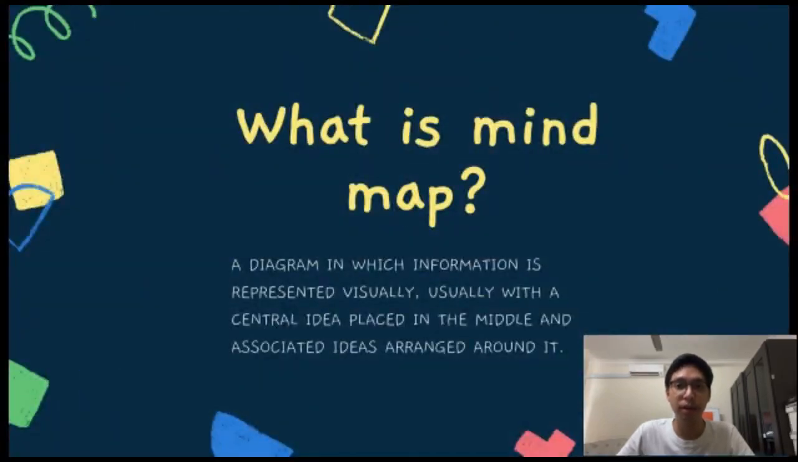What is a mind map? A mind map is a diagram in which information is represented visually, usually with a central idea placed in the middle and associated ideas arranged around it.